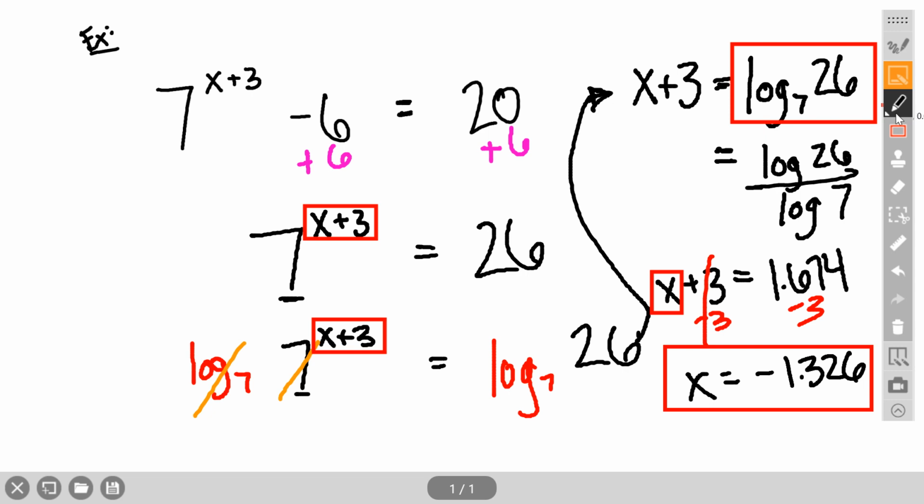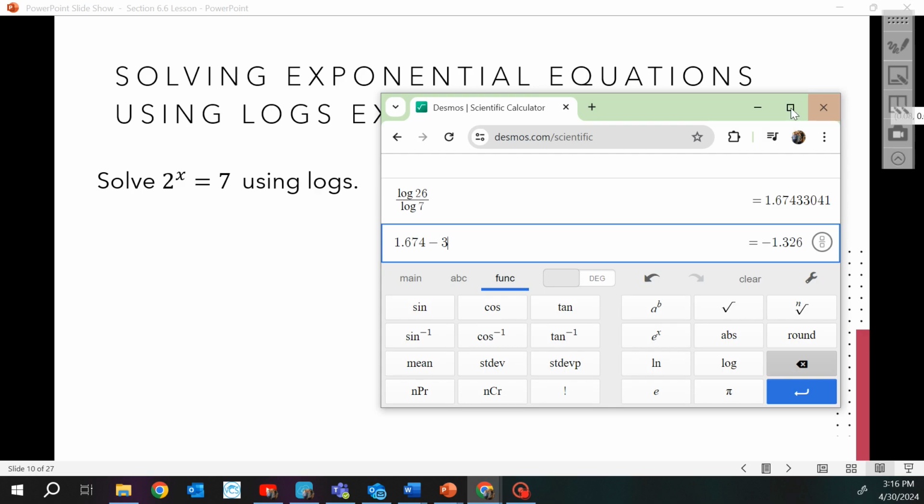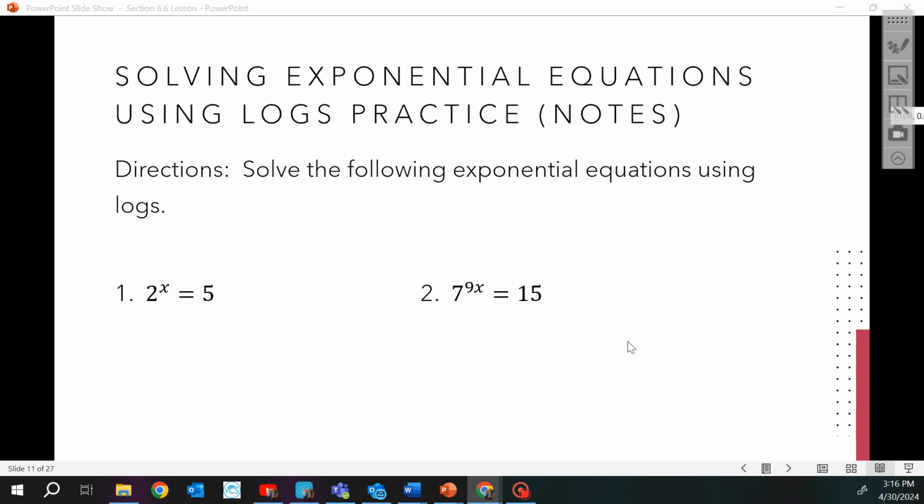Okay, so let's try some on our own. Let's go ahead and take a look at these two on the next page. We have 2 to the power x is equal to 5. This is very similar to the first problem we went over, so this one should be pretty straightforward. We have a little bit more complicated one for number 2: 7 to the power 9x is equal to 15. But both of these you do essentially the same way, solve them using logs. So go ahead and try these here.